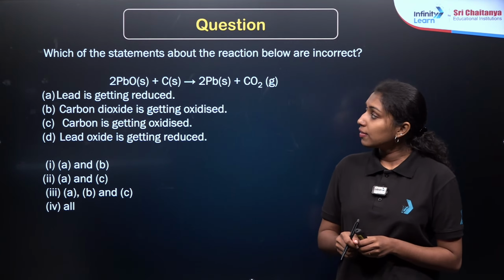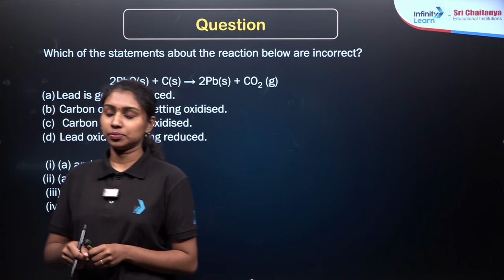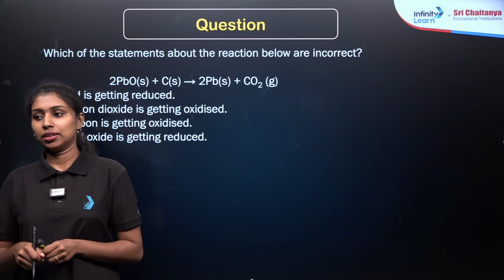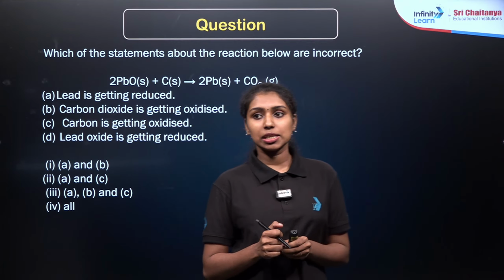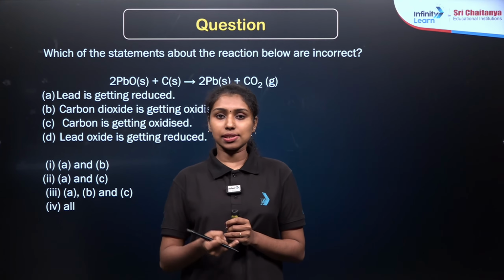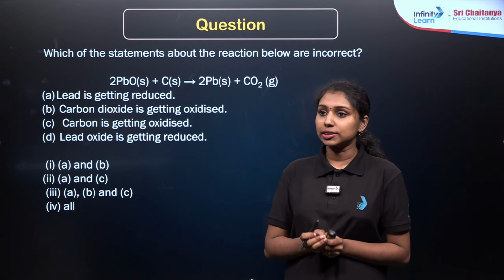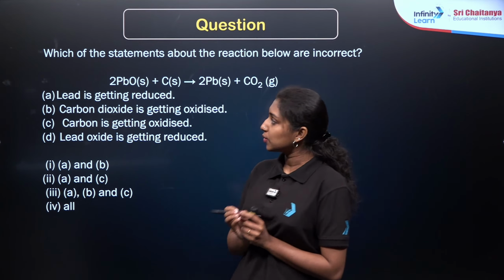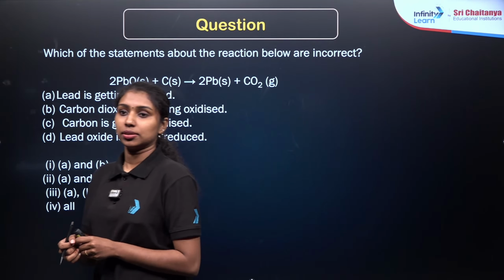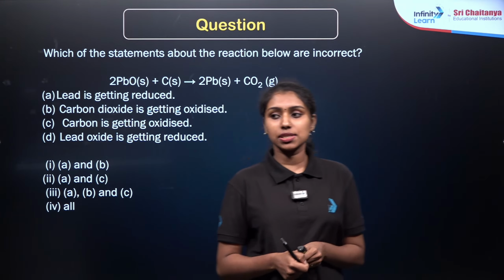Which of the statements about the reaction below are incorrect? A particular reaction is given here. We have already discussed the oxidation reduction part, right? We have already studied the three concepts, the classical concept, modern concept and the electronic concept, for the identification of oxidation and reduction, right? Based on that idea, you need to give the answer for this question. You can use any of the methods to identify whether they are undergoing oxidation or reduction.